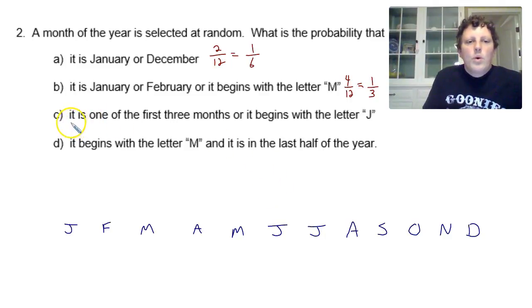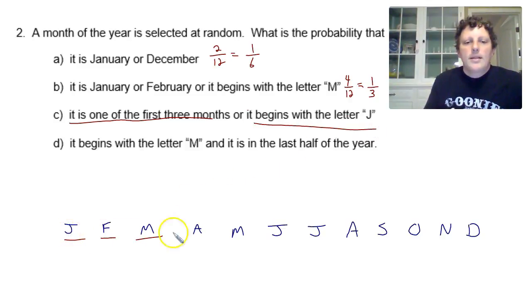Okay, it is one of the first 3 months, or it begins with the letter J. Now, we're not going to count this January J twice. We've already underlined it, so we're just going to add on the other J's, June and July. And that gives us 5 out of the 12, which does not reduce.